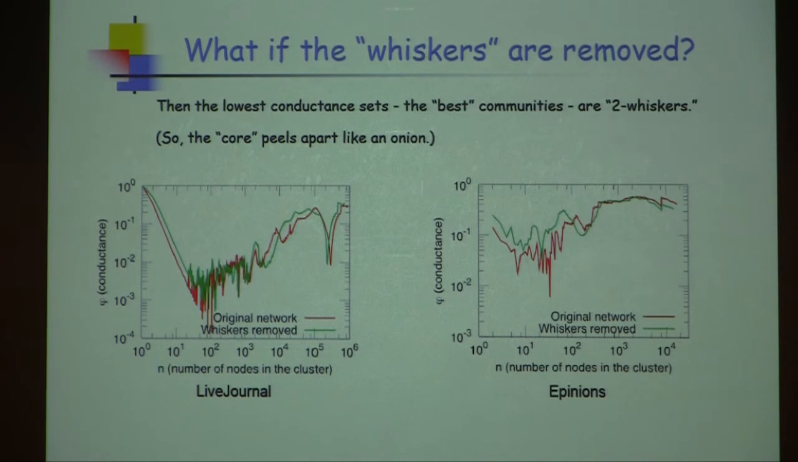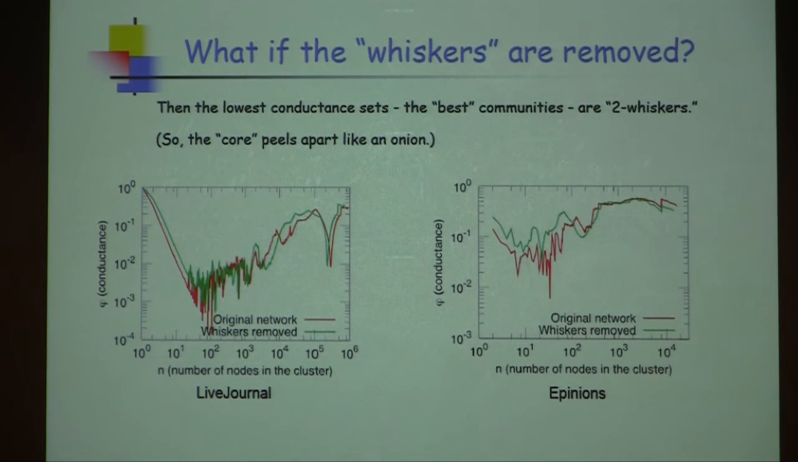And I say, the core itself has a core-periphery structure. The core itself has a bunch of small clusters, no large clusters. If you look at what's achieving the minimum there, now it's two-whiskers, a bunch of nodes connected by two edges. And you can iterate this process in a couple of different ways. You see the same thing. You start peeling the core off like an onion.